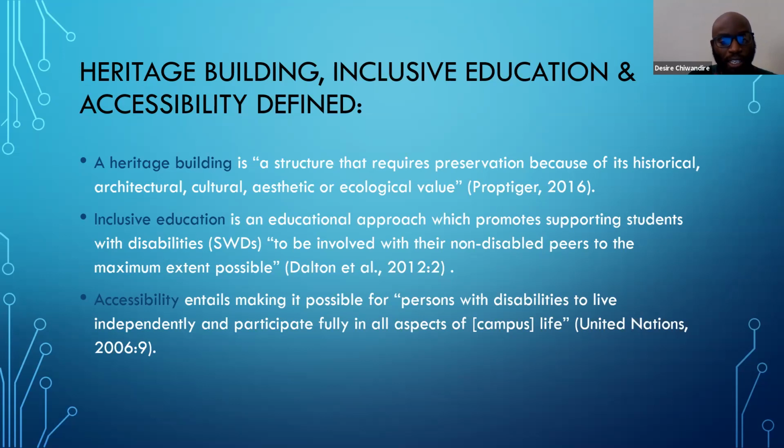And then inclusive education is an educational approach which promotes supporting students with disabilities to be educated with their non-disabled peers in the regular classroom setting. This also requires the provision of various supporting structures, that could include reasonable accommodations. And then accessibility. The concept of accessibility is rooted in the United Nations Convention on the Rights of Persons with Disabilities, especially Article 9, which talks about accessibility as entailing making it possible for persons with disabilities to live independently and participate fully in all aspects of life. I've just added campus life because that's where my focus is on students with disabilities.